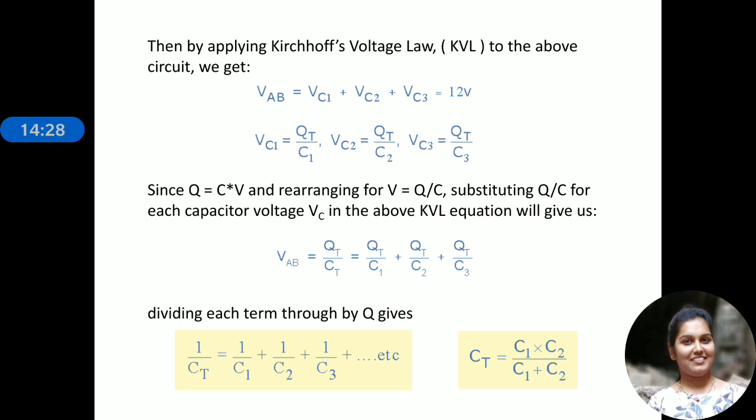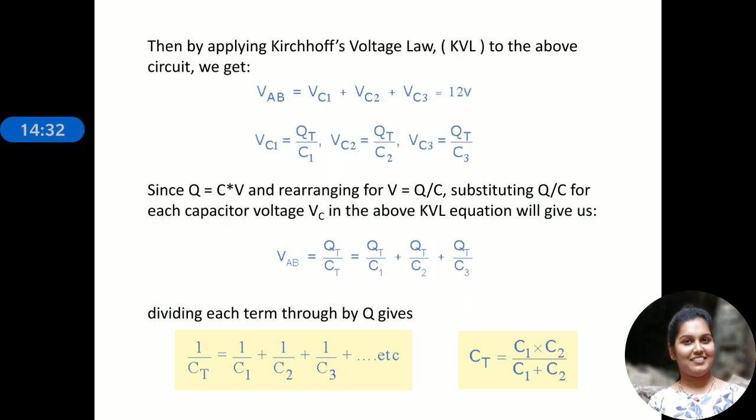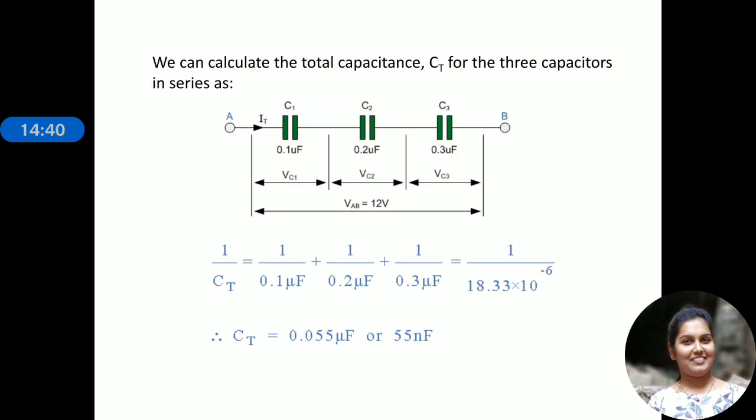Right, so this is how we calculate the value of capacitance when capacitors are connected in series. To understand it better, we'll try to solve an example. Just now I told you that when capacitors are connected in series, the total or equivalent capacitance will decrease. In order to prove that, we'll calculate the value for this particular circuit.